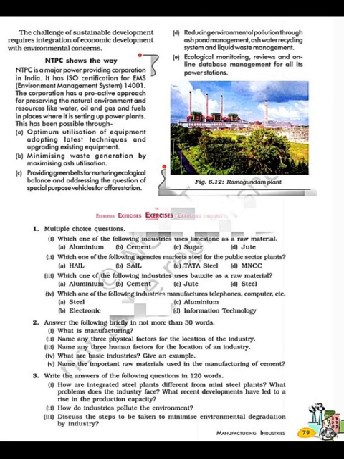Then the fourth one is reducing environmental pollution through ash pond management, ash water recycling system and liquid waste management. Ash pond management means reducing the pollution of ash in the environment. So NTPC is storing ash generated from their plants in ponds. This is the wet management of ash, so that ash should not be suspended in the environment.